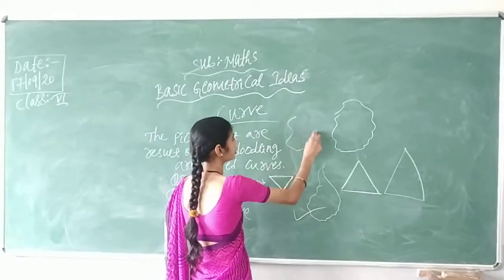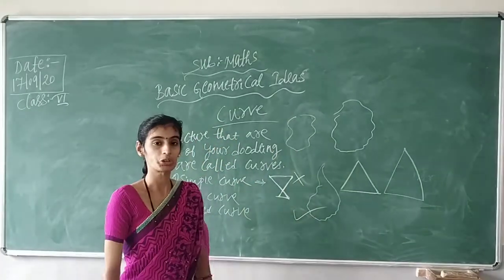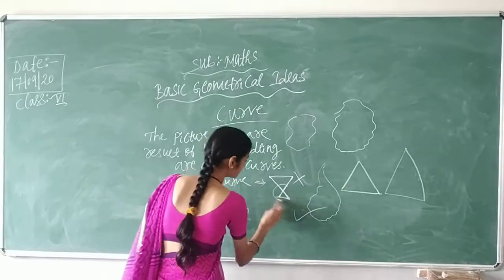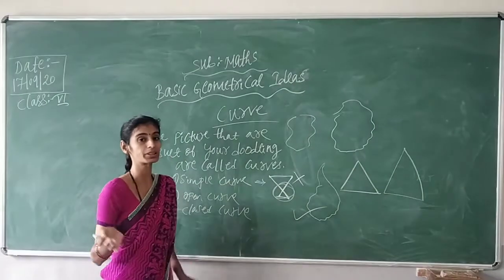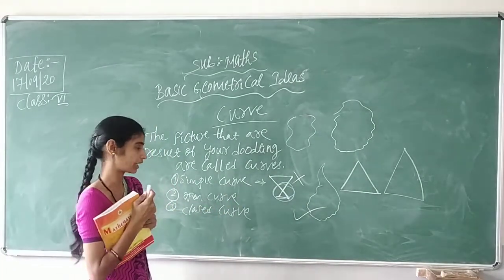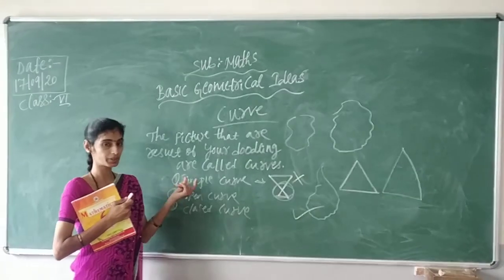They should not cross each other. Such a figure we call a simple curve. So like this, crossing should not be there. It means intersection should not be there between the two lines or three lines. Such curves we call a simple curve.